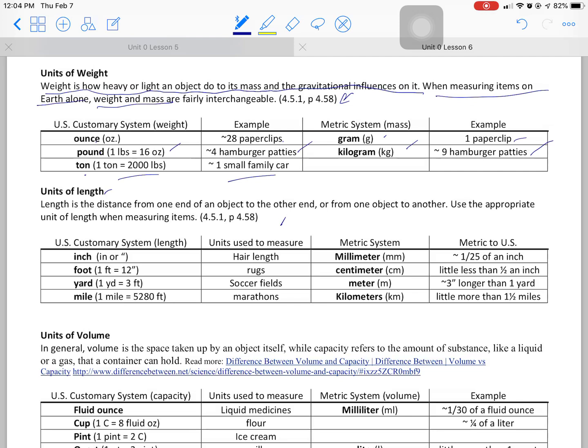Units of length, there are more examples on these pages if you want to see more. This is the fast version. When we're measuring distances from one end of an object to another, or the distance from one object to another, or how long something is, we use inches, feet, yards, and miles. These are things we use to measure them with. A millimeter is about 1/25 of an inch. That's how small that is. A centimeter is a little less than half an inch. A meter is about 3 feet, a little longer than a yard. A kilometer is a little more than half a mile.